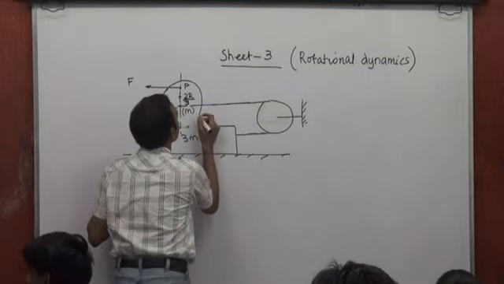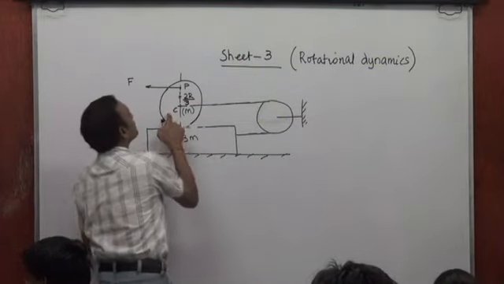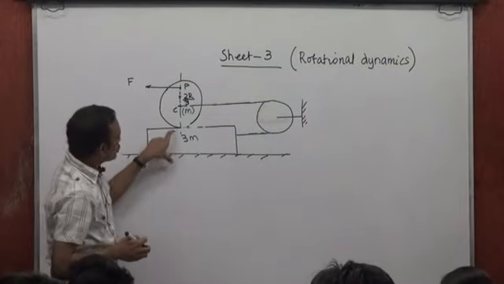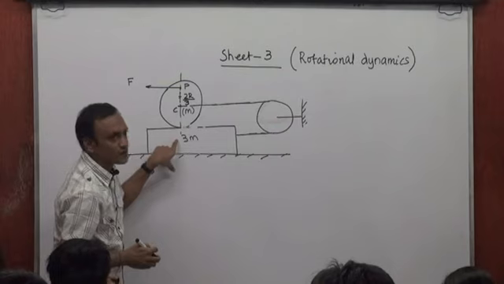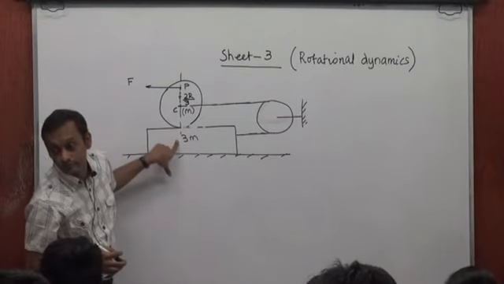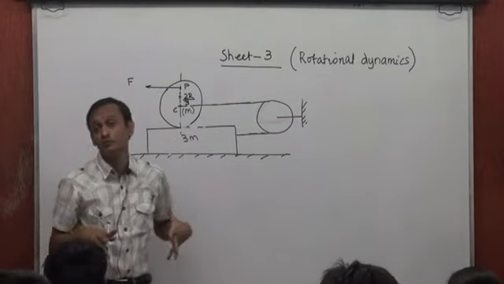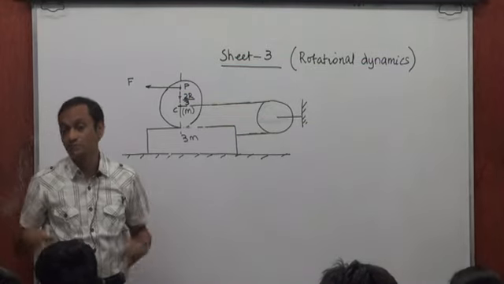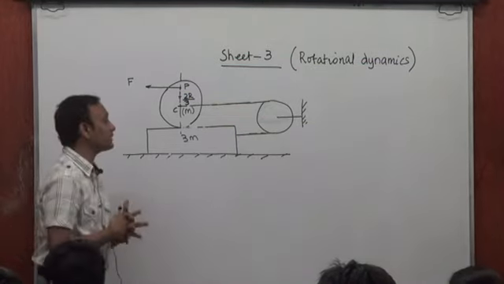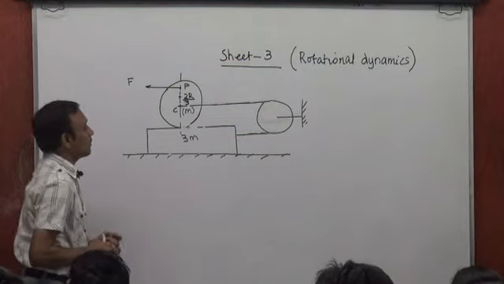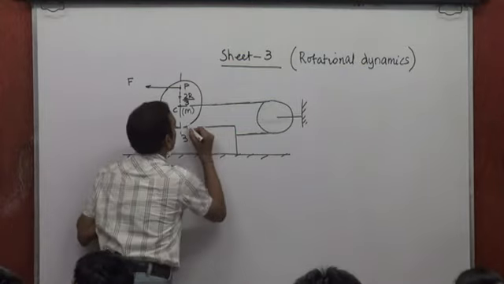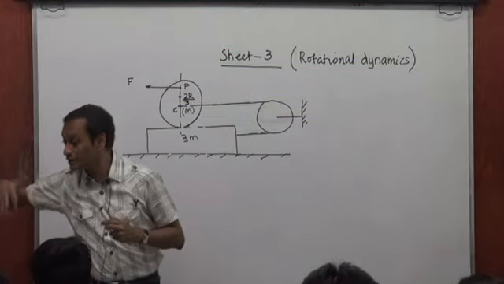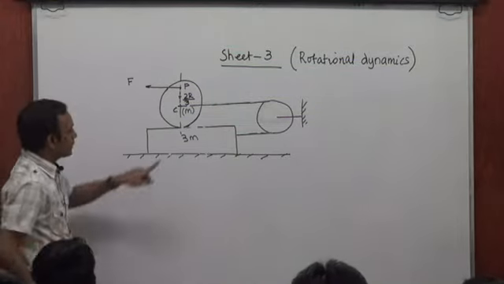Now, as far as the cylinder is concerned, since it rolls over the surface, the frictional force between the cylinder and the surface is static in character. It has to be less than mu times N, where N is the normal reaction. And that would determine the limiting value of F.